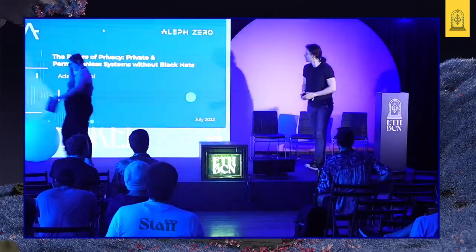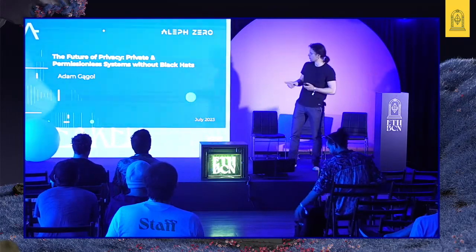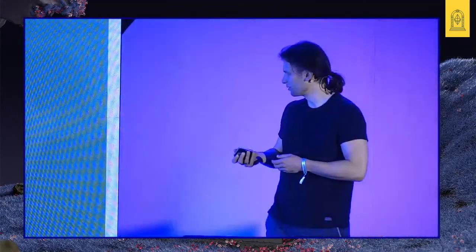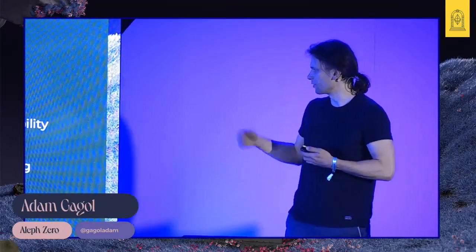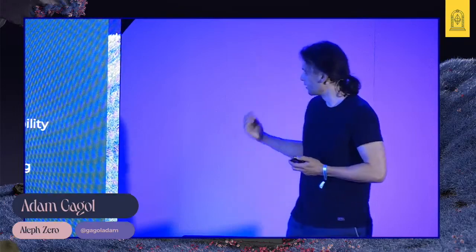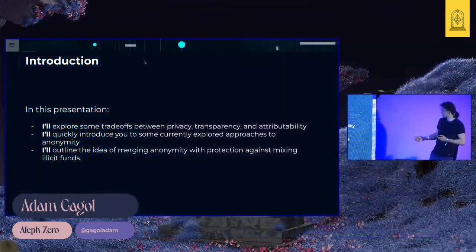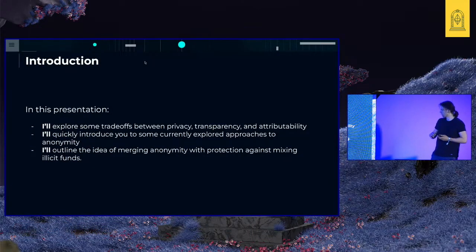Hello everyone, I'm Adam from Aleph Zero, and I'm going to talk about privacy, a bit about attributability. I'm not really going to talk about compliance. The particular agenda is, first, I'll show some trade-offs between privacy, transparency, and attributability. Second, I'll quickly introduce some currently explored approaches to anonymity on the blockchain. And finally, I'll outline the idea of merging anonymity with protection against mixing illicit funds.